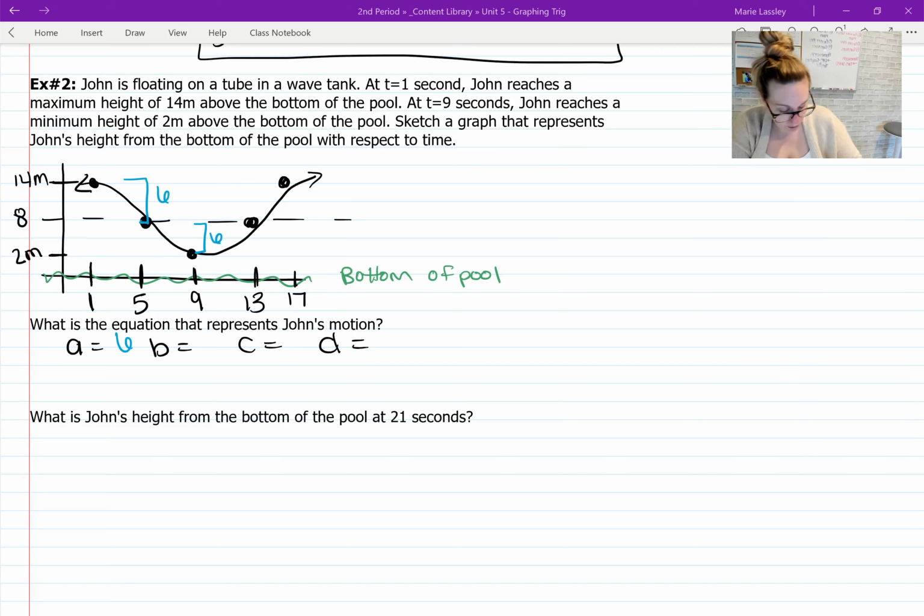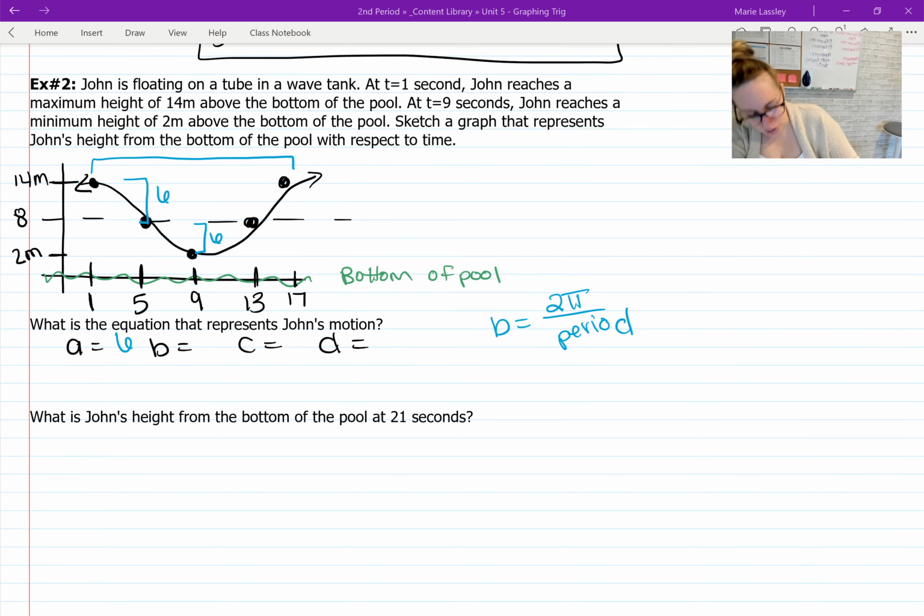To find my B value, we'll do radians this time. So we'll do 2 pi divided by my period. The period is how long it takes us to go one full cycle, so from highest point to highest point. That's 17 minus 1, the distance between those two. So that gives me 16. So I have a period of 16. My B value is 2 pi divided by 16, which simplifies to pi over 8. So B is pi over 8.